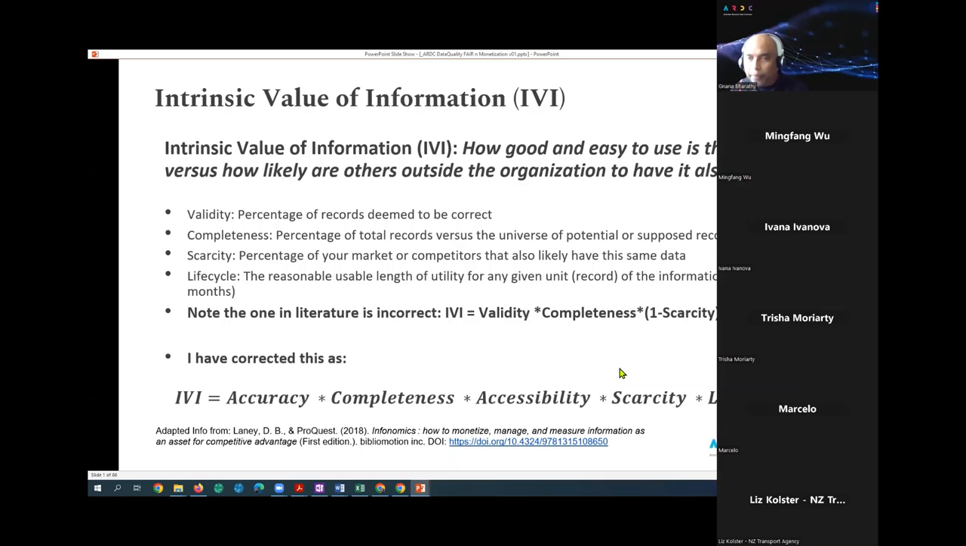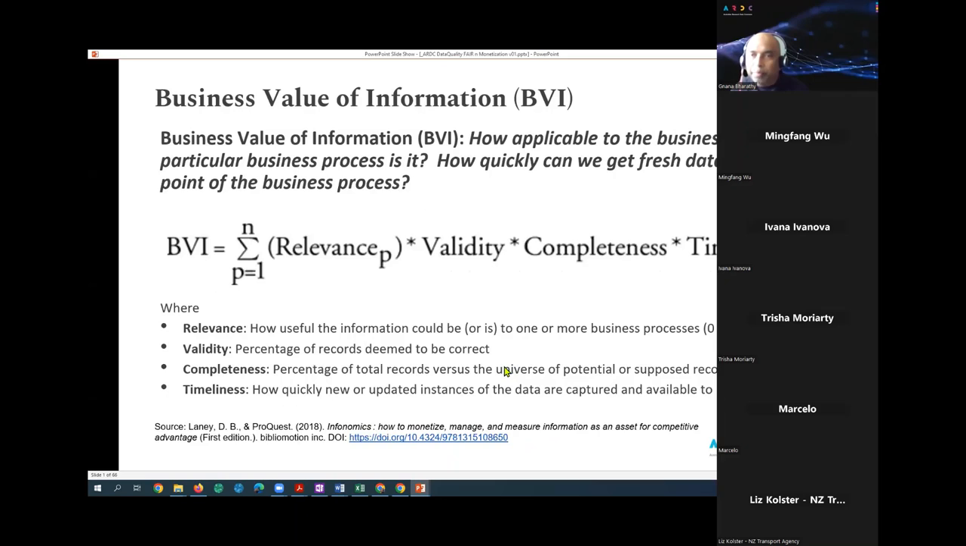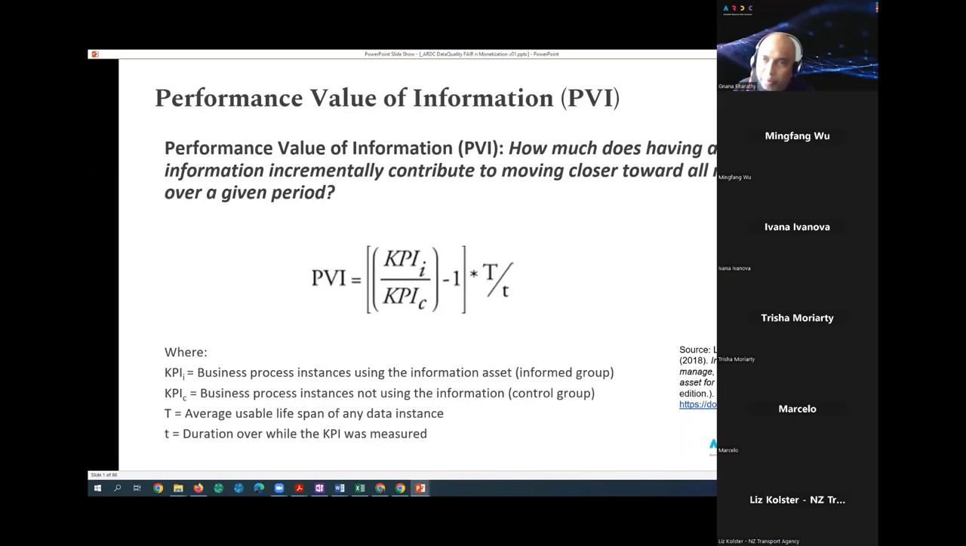And the performance value of information is how much a unit of information intrinsically contributes to moving closer towards a target. So it's an incremental increase in moving towards a target. It's a delta, over a lifespan, of how much it contributes. It's the improvement, or the fractional improvement, against a control group without the data available, that they propose as the performance value.